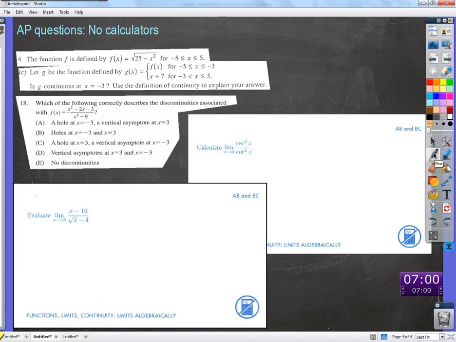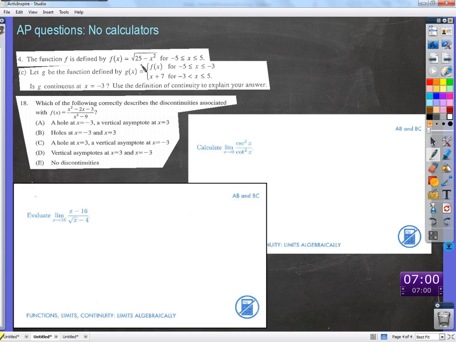So the first one was that f of c is defined, it exists. Okay, what is c in this case? -3. Is it continuous at -3? That's the question. Is the function defined at -3? Yes, it is, right there. You use f of x when x is equal to -3. So look at f of x. Is that defined for x equals -3? Yeah, it is. So that's fine.